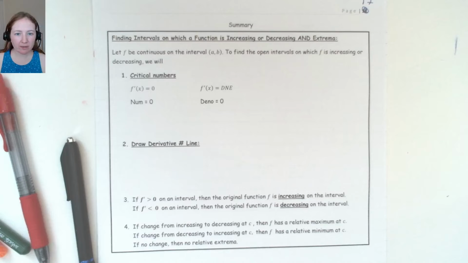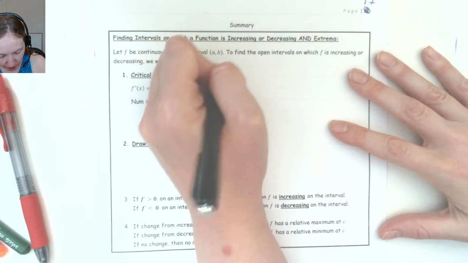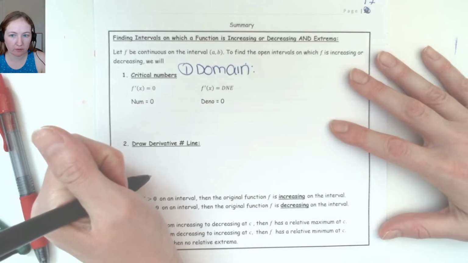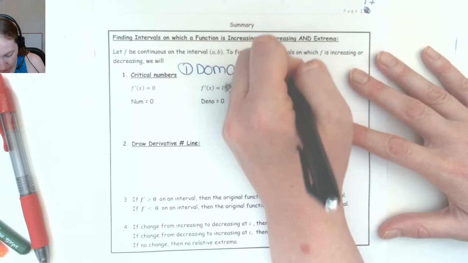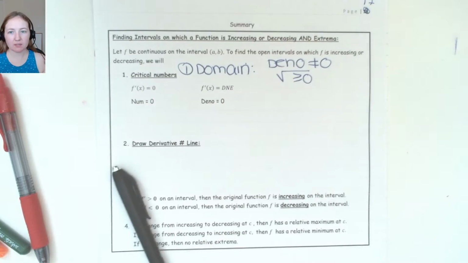All right, so here's our takeaway from this section. The first thing is we always look at the domain of the function. That is going to come into play with the critical numbers and also with the derivative number line. The domain is where the denominator is not equal to 0, or if I have a square root, it needs to be greater than or equal to 0.